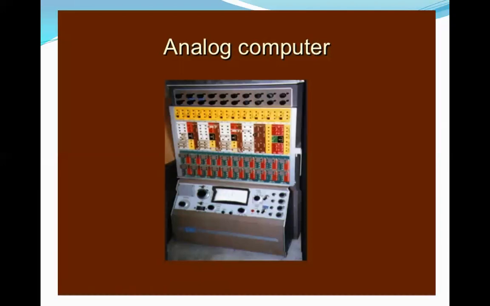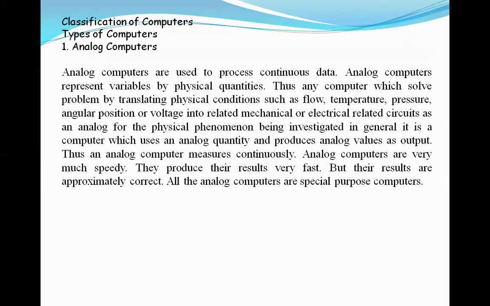This is the example of analog computer. Classification of computer, types of computer: analog. Analog computers are used to process continuous data. Analog computers represent variables by physical quantities.